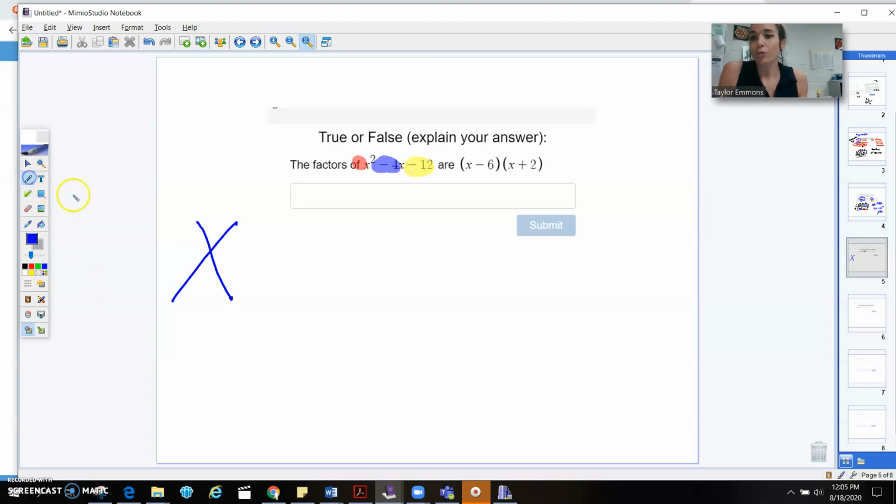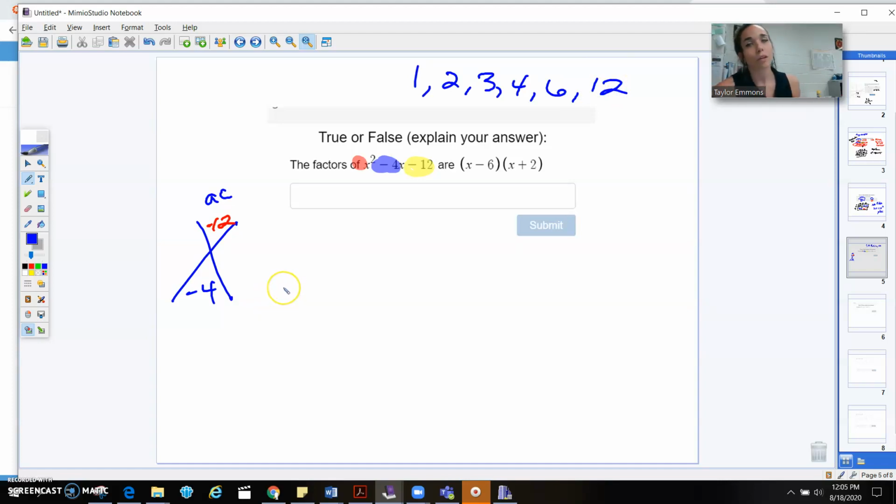Hopefully your teacher taught you that for the big X, you've got A times C. So 1 times -12 gives me -12. My B term is -4. So I'm thinking, what are factors of 12? I've got 1, 2, 3, 4, 6, and 12. I need things that multiply together to give me -12, but add together to give me negative 4.